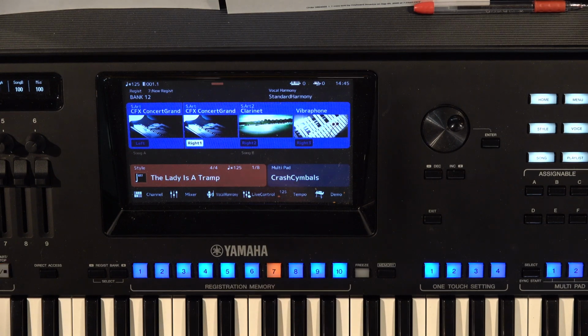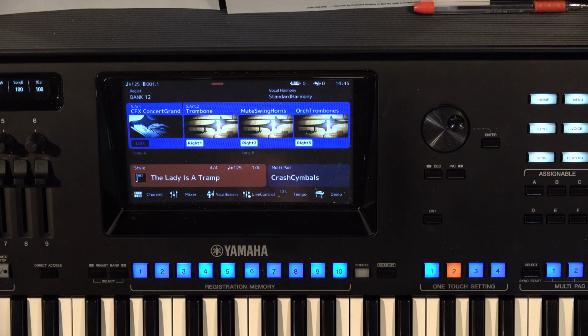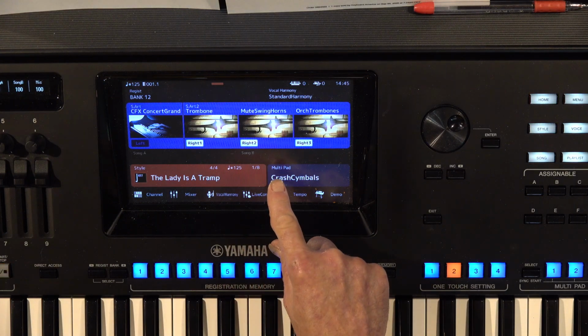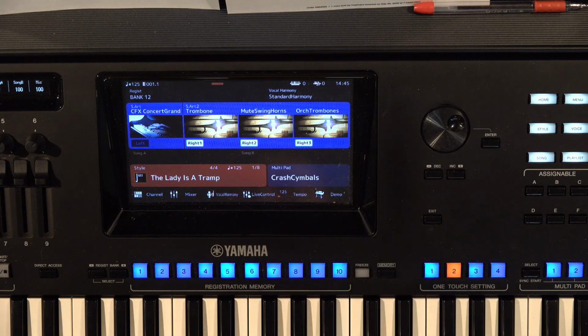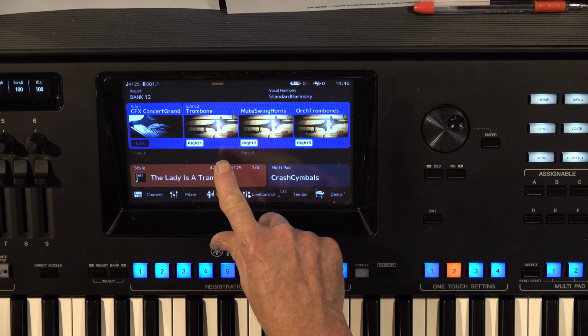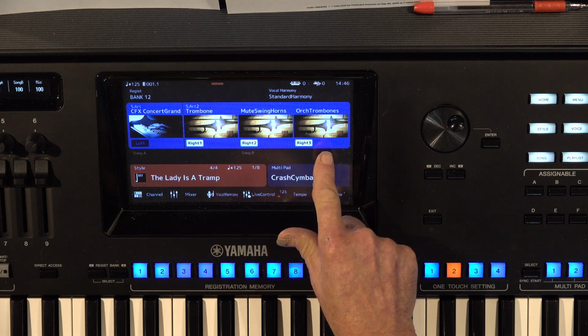Okay, so I'm going to push registration 7, and The Lady is a Tramp comes up, and on OTS 1 we have the CFX Concert Grand. Now, of course, I've added a little reverb to that, so that sound is in my user sounds already, so I can get to them quick. On OTS 2 we have trombone, mute swing horns, and orchestra trombones. The volume is 127, 180.